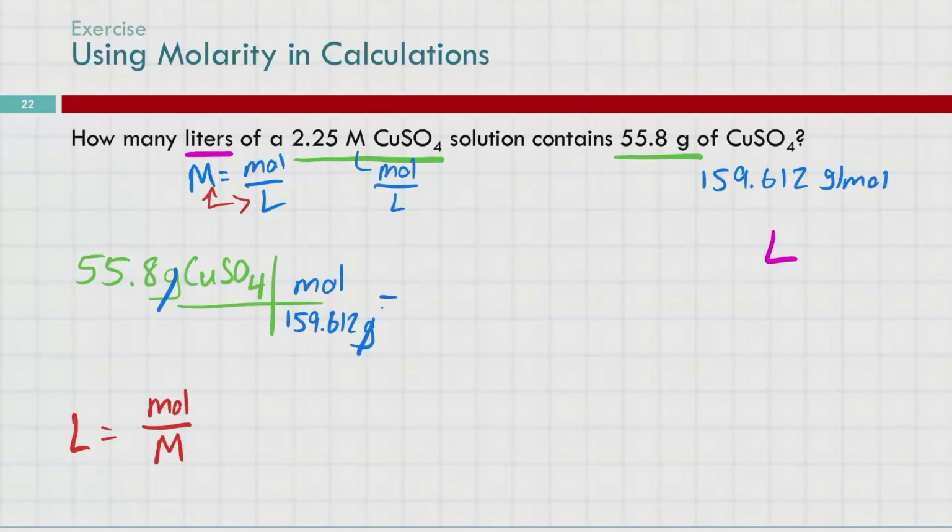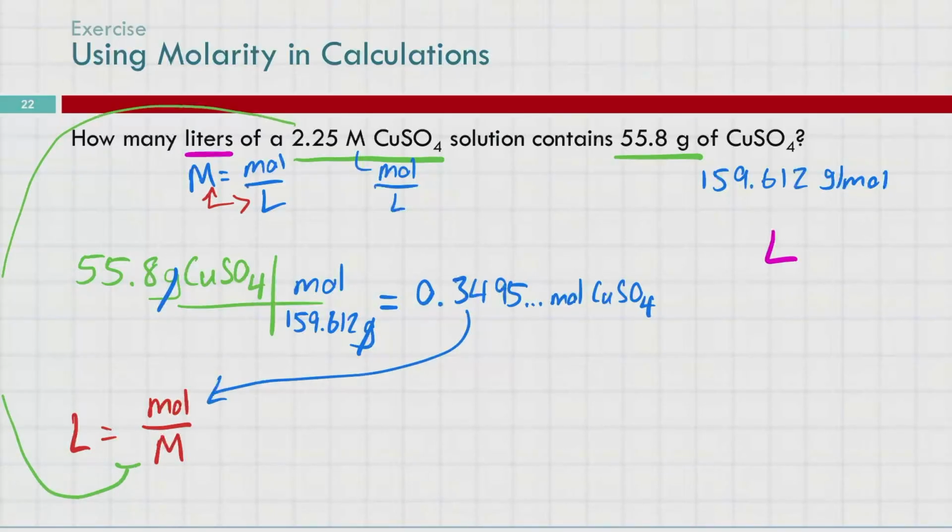Let's go ahead and just evaluate it, because I'm guessing that's what some of you will do. So 55.8 divided by our molar mass. This is less than a mole, 0.3495 moles CuSO4. We're going to plug that in. We're going to plug our 2.25 in.